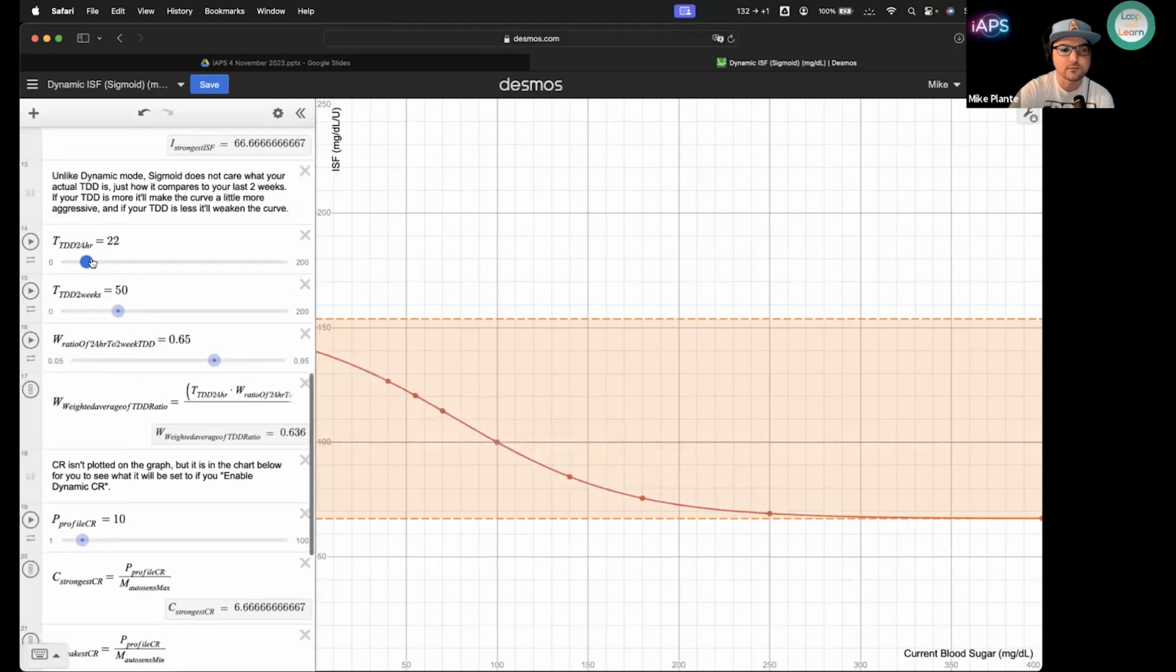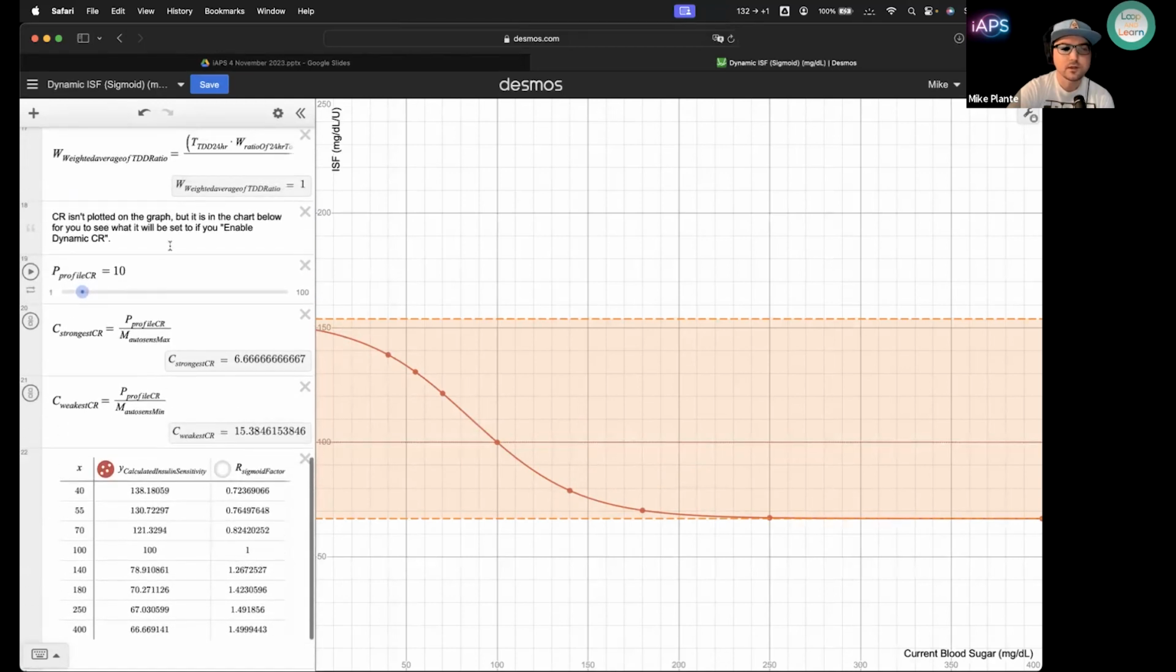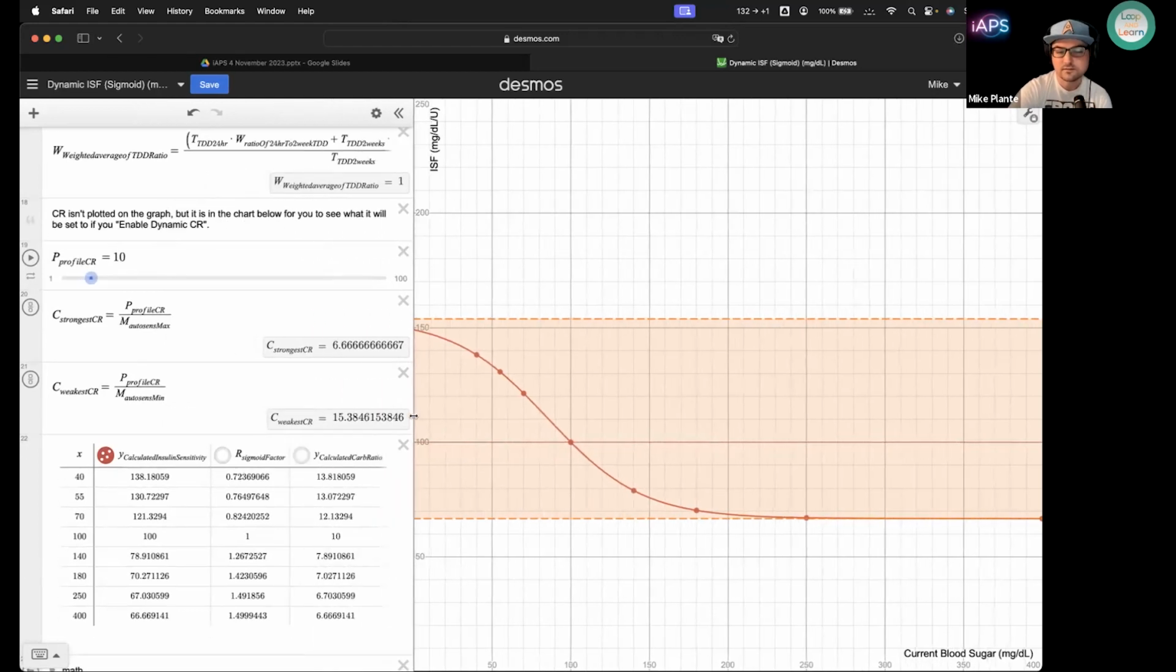But whether these are both 22 or they're both 122, those will be the exact same because the ratio between them is the same. Similar to logarithmic, if you have dynamic carb ratio turned on, then it'll also affect your carb ratio in the same percentages as it's affecting your ISF. So as you change your profile carb ratio, you can see that the strongest that it's allowed to set and the weakest that it's allowed to set is going to change, as will the numbers in this chart here.